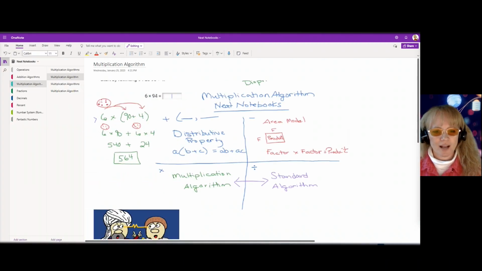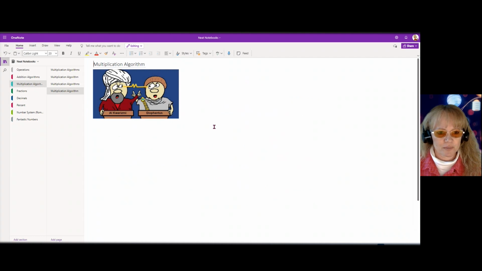We're going to do multiplication algorithm today. So we'll be doing 4 different ways to do a neat notebook on algorithm. So what does algorithm mean? The word algorithm comes from Algorithmi. He's my favorite mathematician. And let's take a look at Algorithmi. So first of all, I always like to tell my kids there are 4 different ways to do multiplication.